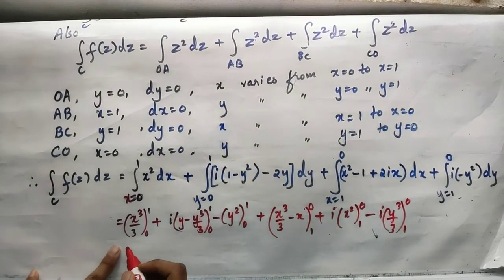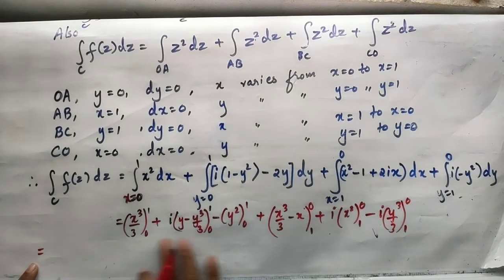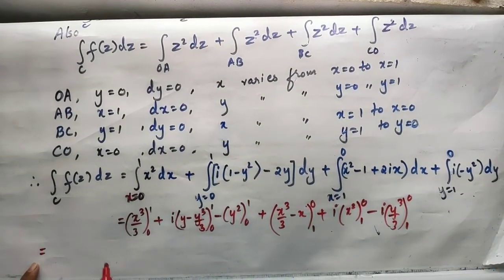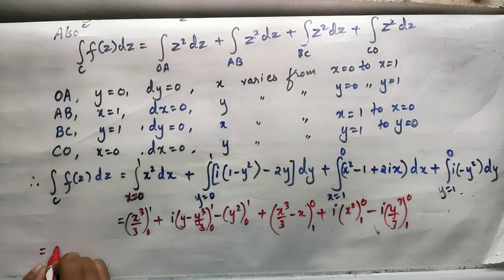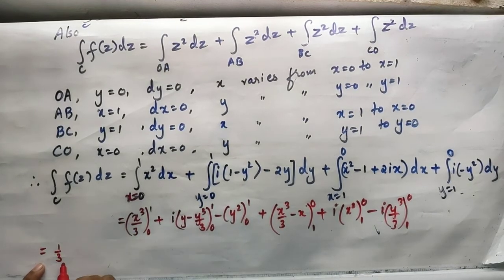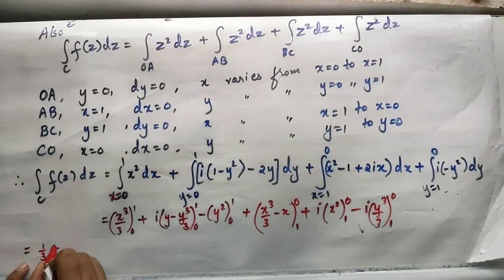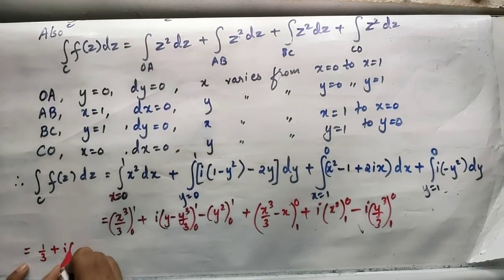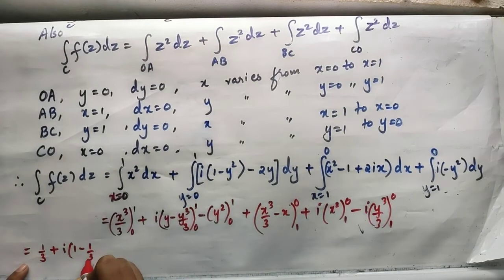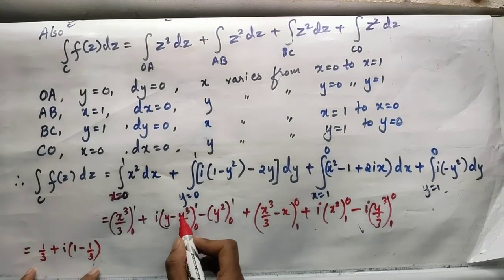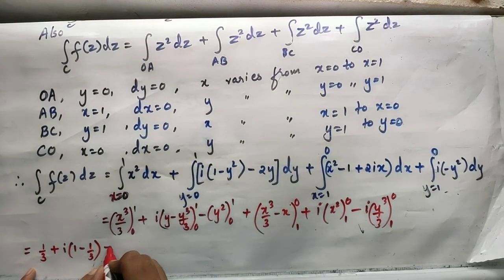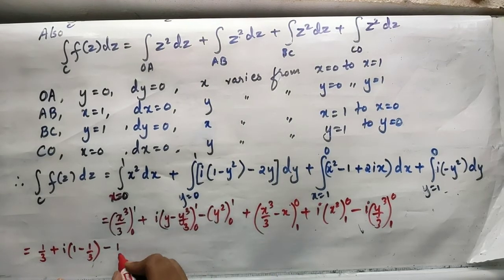I'll write it a little here because I want to continue it here itself. If you put x is equal to 1, it will be 1 by 3. 1 cube is 1, divided by 3. Lower limit is 0, no need to write it. Plus the next value, i as it is, integration, substitute the value for y is equal to 1. So 1 minus 1 by 3. And when you put 0, the lower limit is 0, so no need to write it. Minus, the upper limit is again 1, 1 square is 1 only. So minus 1. Lower limit is 0, so I am not writing it.